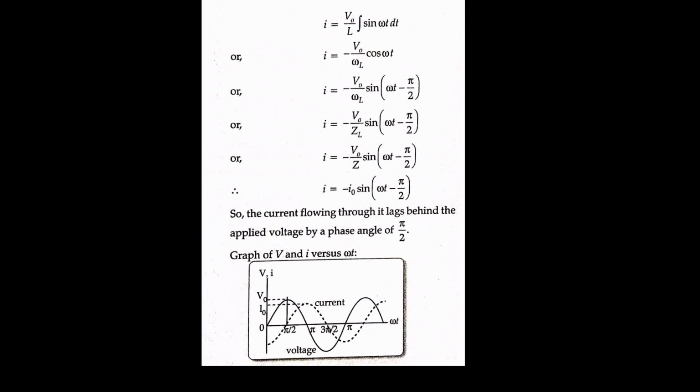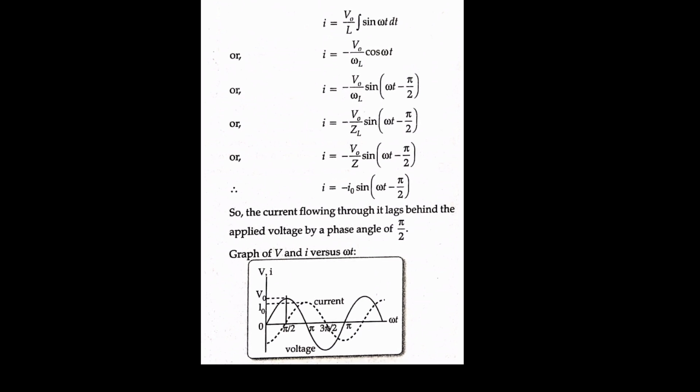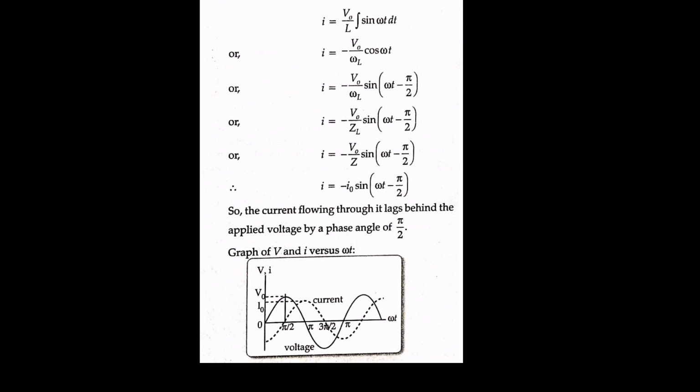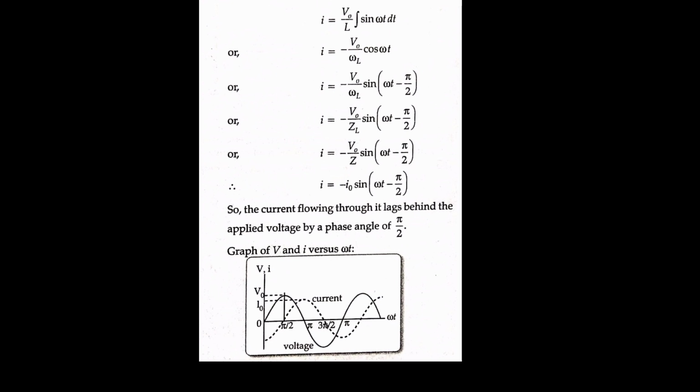So when we draw the diagram, that is the graph of V and I versus omega t, we have to make sure that the current is lagging. So there should be a phase difference of π by 2 between V and I. So that we have shown in the diagram. Here omega t is taken along the x-axis, that is 0, π by 2, π, 3π by 2, then 2π. Okay, like that we can take, and the voltage and current will be taken along the y-axis. So the diagram is shown here, and that is all about the question.